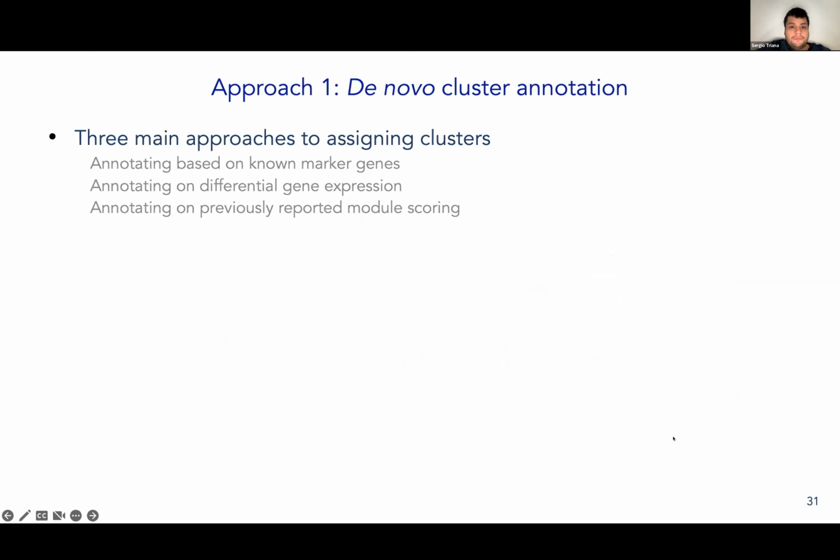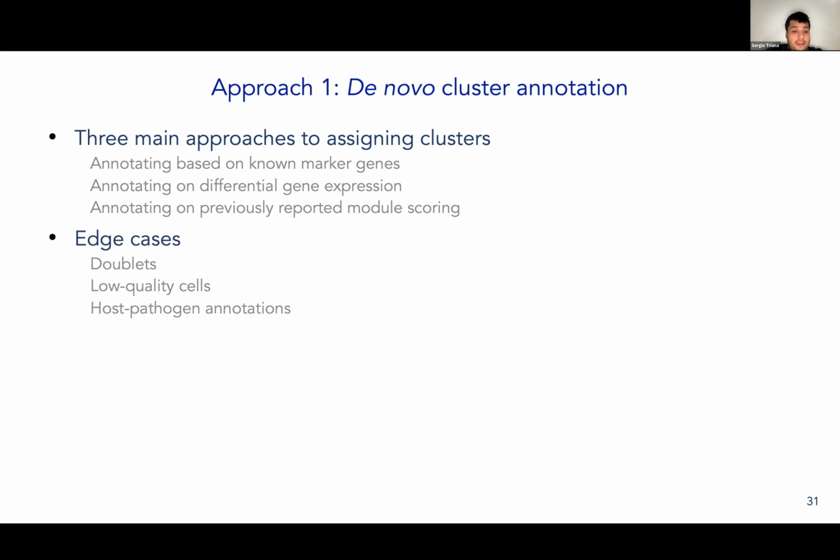So there are different approaches to annotate the clusters that we identified with the previous approaches that Orr mentioned. I would say the three main approaches are based on marker genes, based on differential gene expression, and annotating based on previously reported module scores. This is usually if we're doing novel cluster annotation. If we have a defined cluster and we want to know what is there, we can use these comparisons of differential expression. By defining these genes, we can try to interpret what's there.